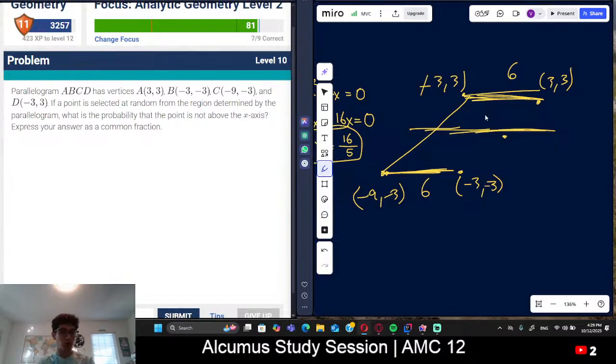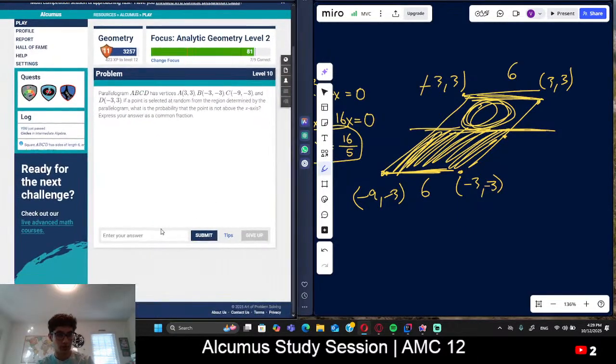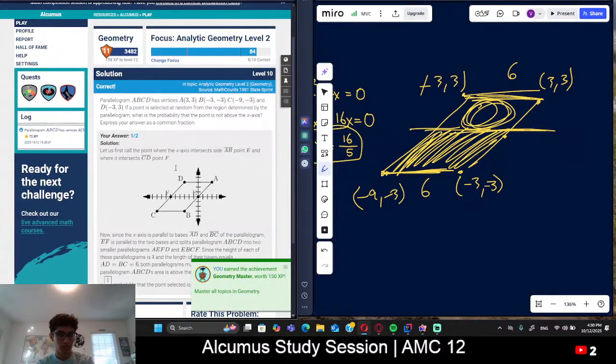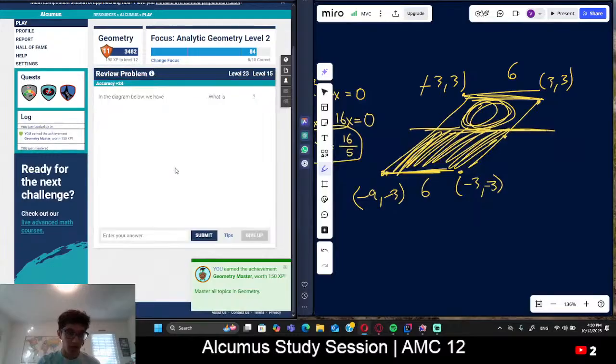What is the probability that the point is not above the x-axis? This is the probability that it is, so it's just 1/2, right? Yeah, I mean, I don't think there's any trick here. Perfect. Okay, done. Geometry master.